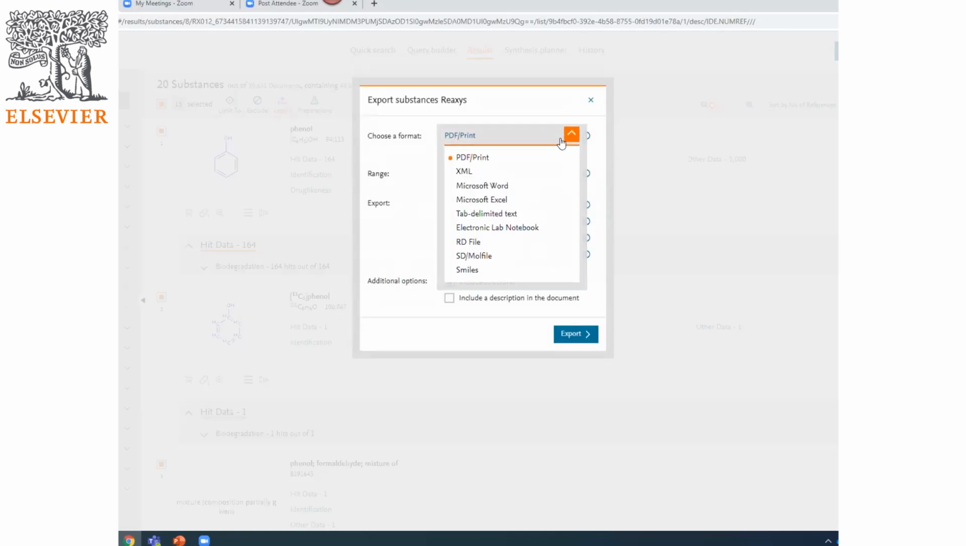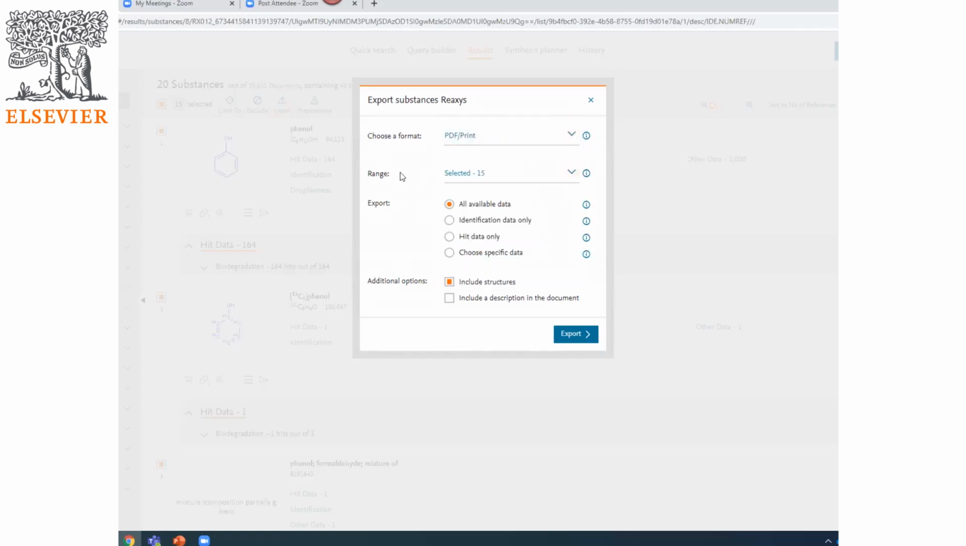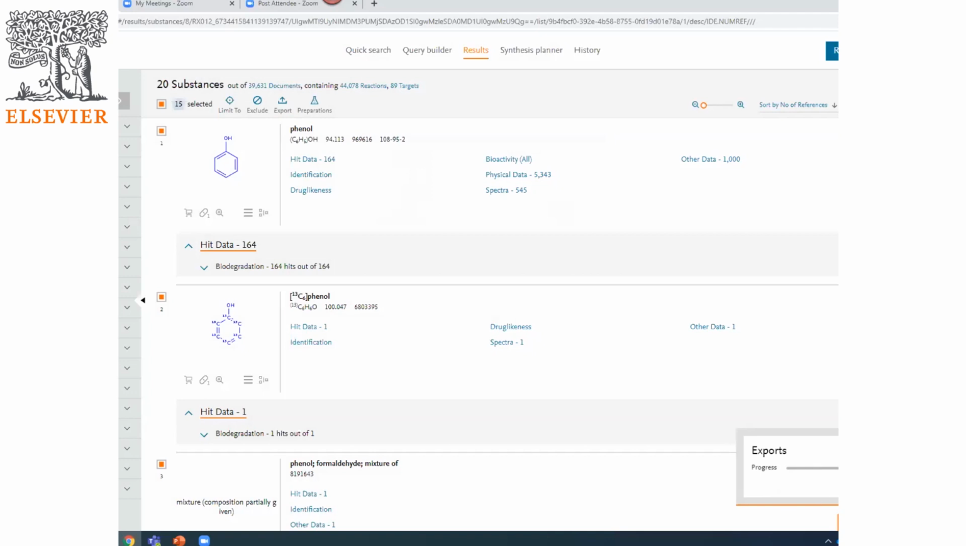You can choose the format: PDF, Excel, Word, or even SD, MOL files, RD files, SMILES. Select the range and select exactly what you would like to export: all data, identification only, hit data, or even some specific data. Click export and the export process will start. After the export process is finished, you will see the download link. You will need to click it and you will be able to download the available information.